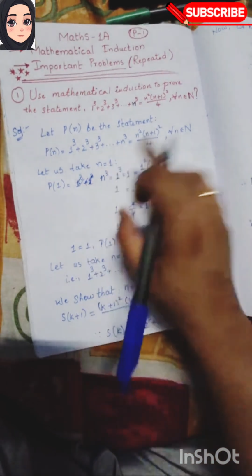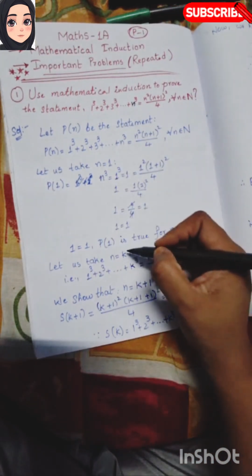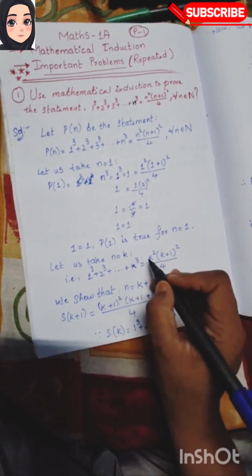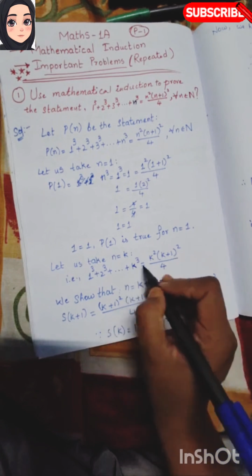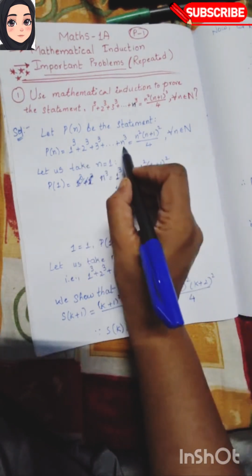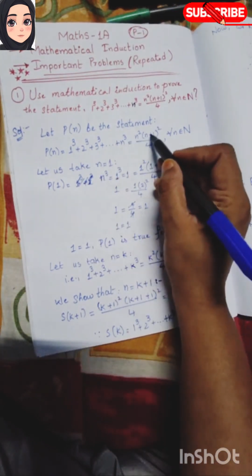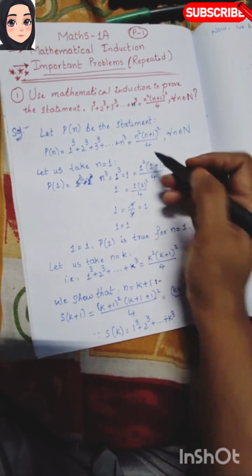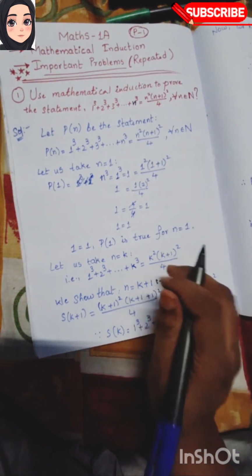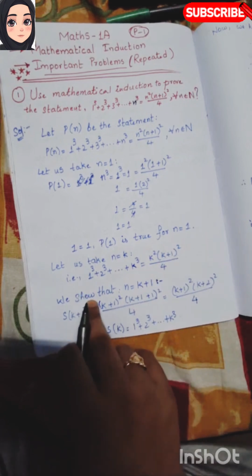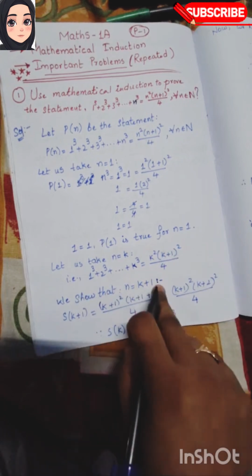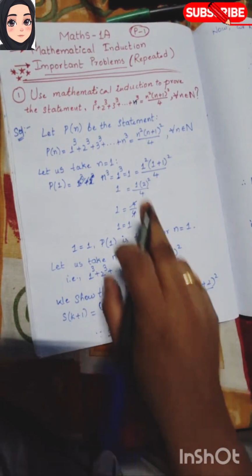Okay, so the whole problem is: for n equal to 1 we have to check, and for n equal to k we simply substitute k in place of n. This step is easy. We have to write k cube, and here k square, k plus 1 whole square by 4. Don't simplify this; as it is, we write it in place of n equal to k. Now we have to show that n equal to k plus 1 is also true for this statement.